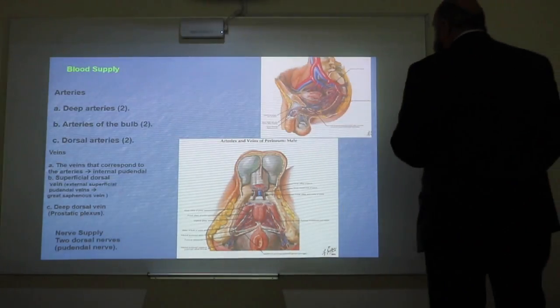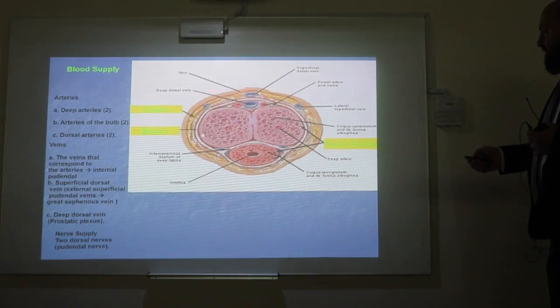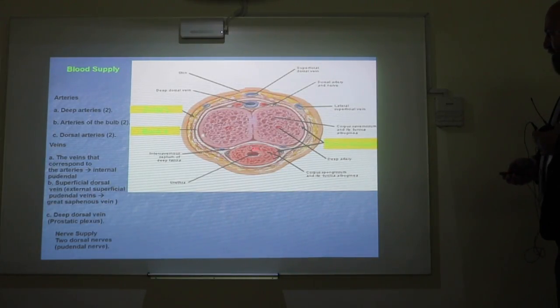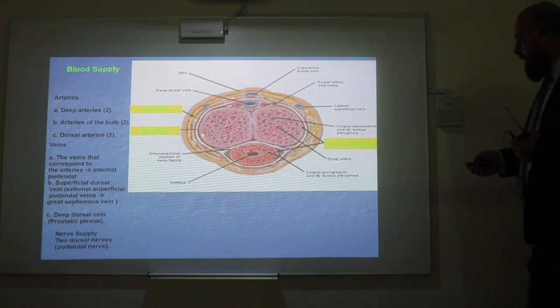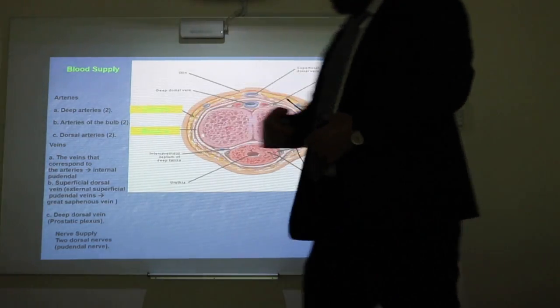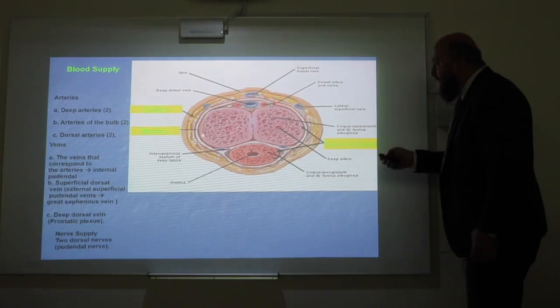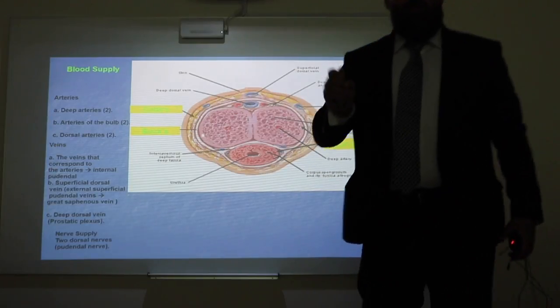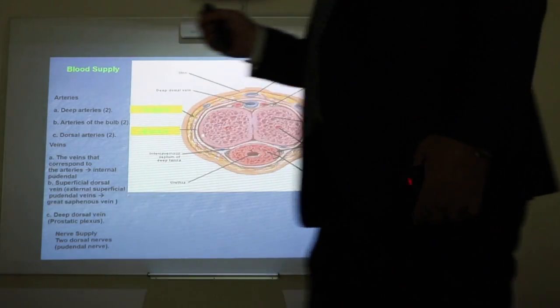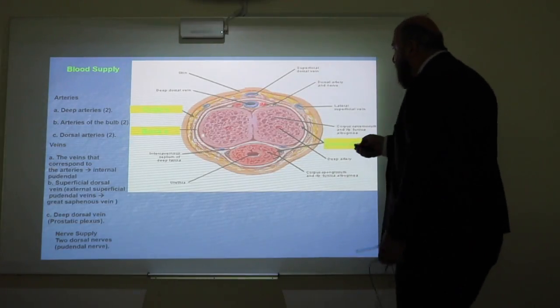Okay? So if we do a cross section like this, we will find arteries to the bulb, and then the deep arteries to the crura, and then these are the dorsal arteries, and this is the deep dorsal vein. This is the deep dorsal vein, and we have the dorsal nerve as well. Now the one thing in common for all of them is that all will be wrapped by Buck's fascia.